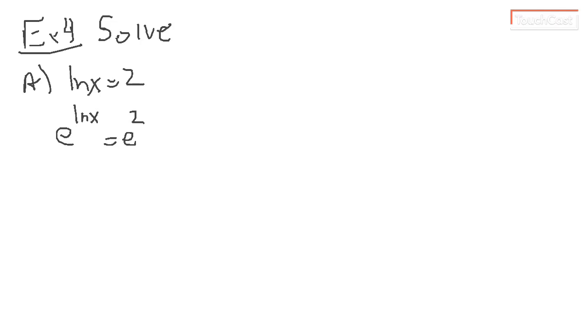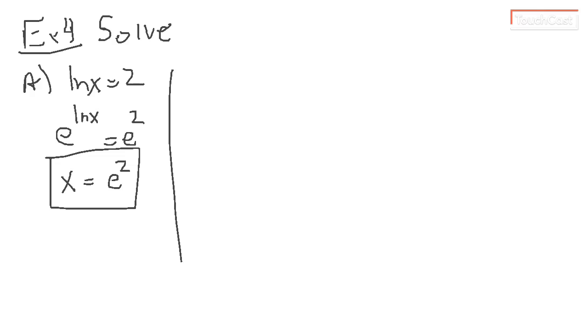Now if we take any base and raise it to a log with that base, we're just going to get what follows the log. So we're going to have x on the left. So x is going to equal e squared. You can type e squared into your calculator. You can even just leave it as e squared. So we're done with A.